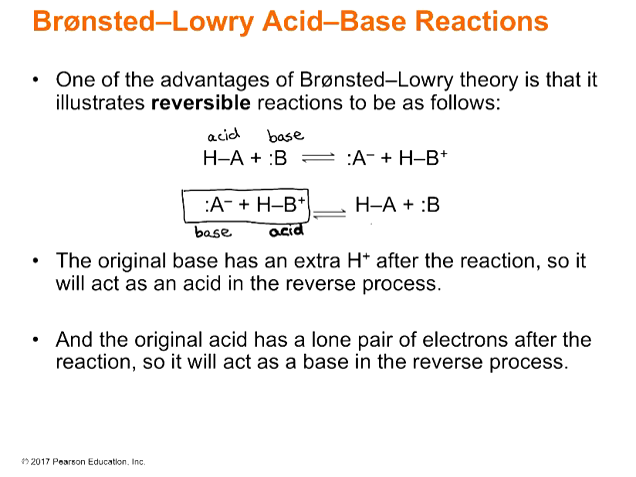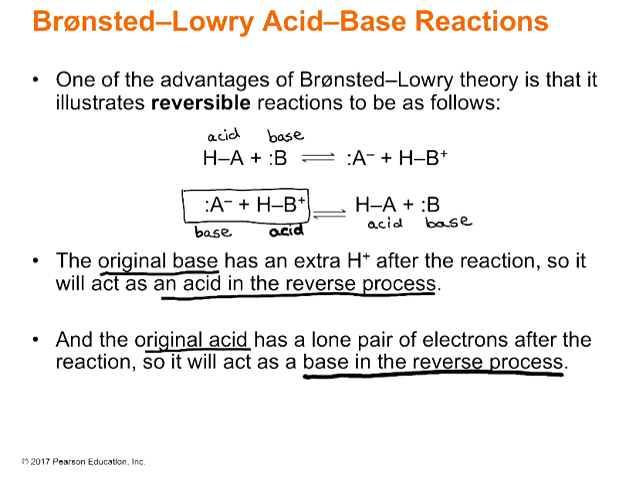And then if those two react, we end up with our original acid and our original base. So the original base, which was B with a lone pair, has an extra hydrogen after the reaction, so it will act as an acid in the reverse process. And then the original acid has a lone pair of electrons after the reaction, so it will act as a base in the reverse process.